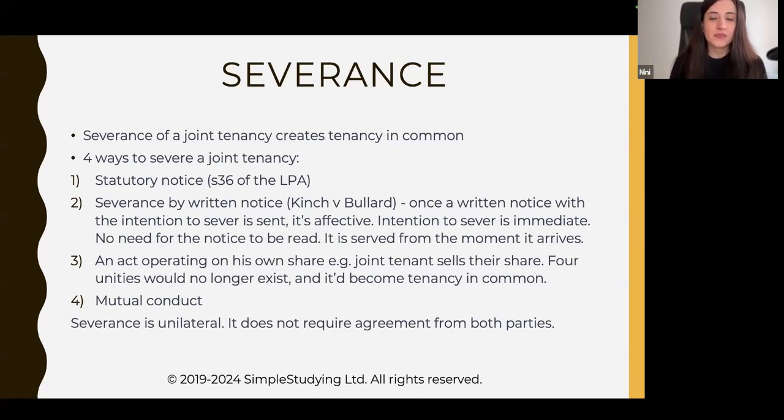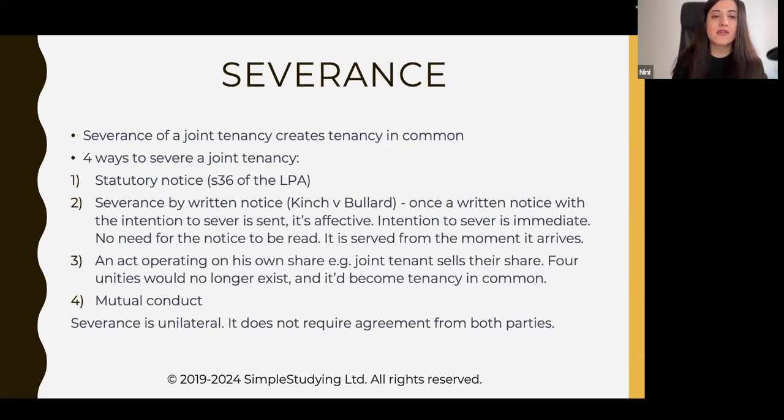This is similar to the postal rule. So basically, when a written notice is delivered to the recipient, it's already effective. It's a completely unilateral act. It does not require agreement from the other party. As soon as the intention to sever is sent, it's effective, immediate. No need for the notice to be read, similarly to the postal rule from contract law, if you remember it. It is served from the moment it arrives.